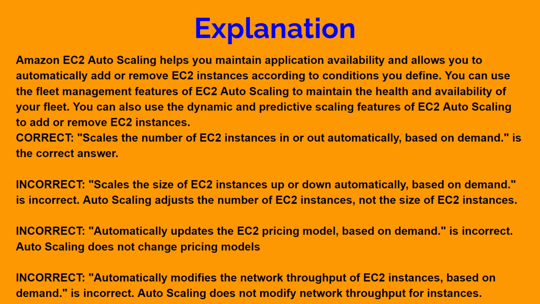Amazon EC2 auto-scaling helps you maintain application availability and allows you to automatically add or remove EC2 instances according to conditions you define. You can use the fleet management features of EC2 auto-scaling to maintain the health and availability of your fleet. You can also use the dynamic and predictive scaling features of EC2 auto-scaling to add or remove EC2 instances. Correct. Scales the number of EC2 instances in or out automatically, based on demand.